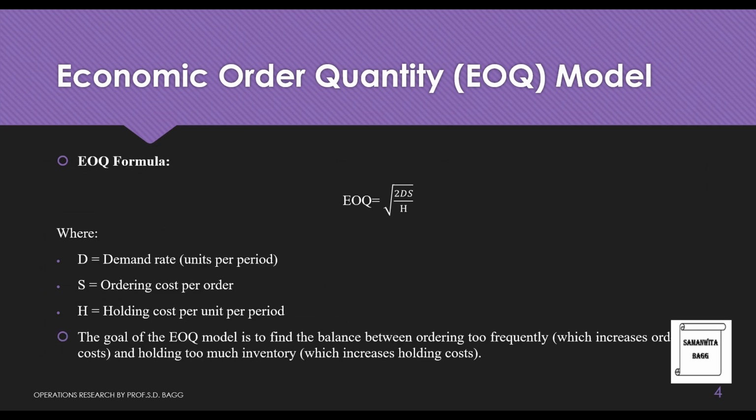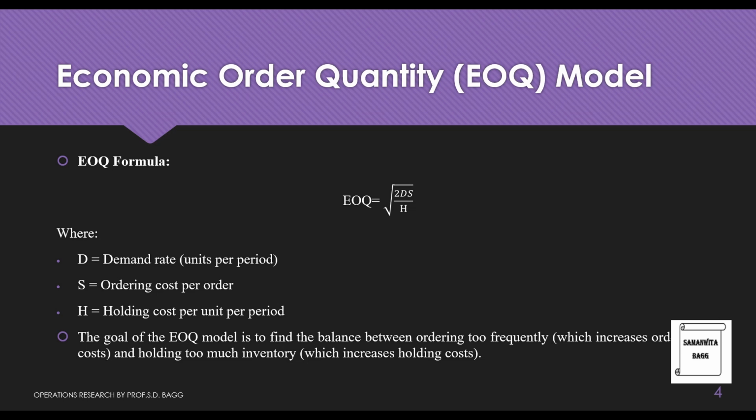The formula for EOQ is equal to the square root of 2DS upon H, where D is the demand rate in units per period, S is the ordering cost per order, H is the holding cost per unit per period. So these are the three terms that we are going to use in the EOQ formula.